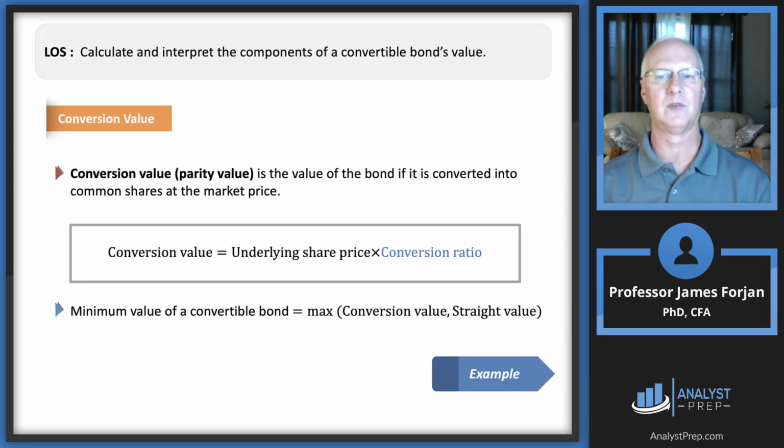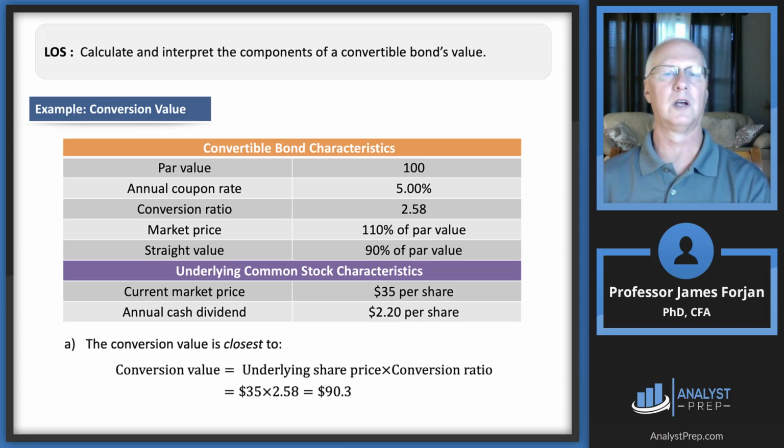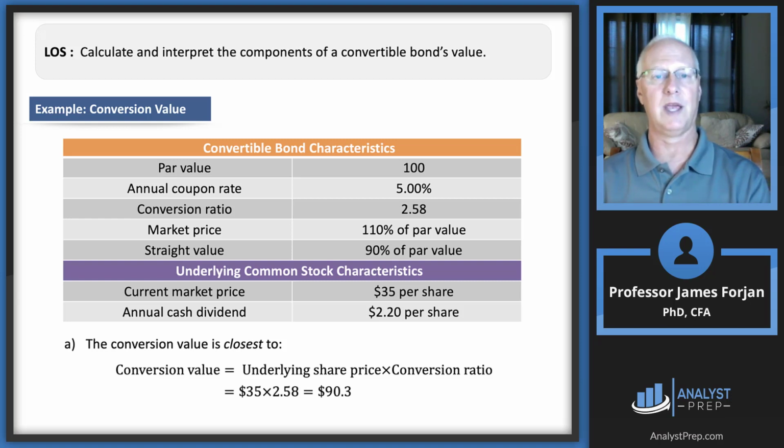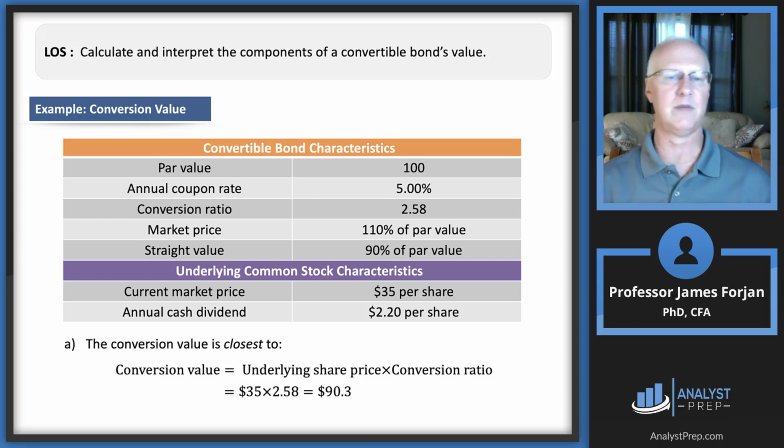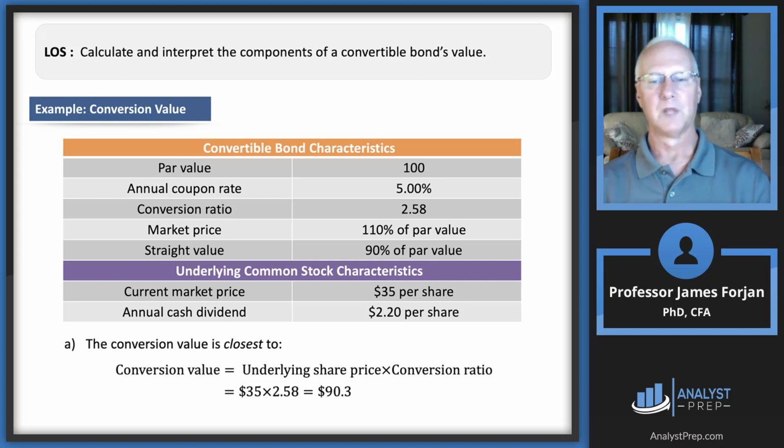So let's see, I'm on this slide. All right, so here's an example. Par value of 100, coupon 5%, conversion ratio 258, market price 110%, value 90%. So the underlying common stock characteristics 35 and 220 of a dividend. All right, so let's work through these. The conversion value is closest to, let's take the underlying share price, we're given that as 35, times that conversion ratio, so we get the $90.30 conversion value.